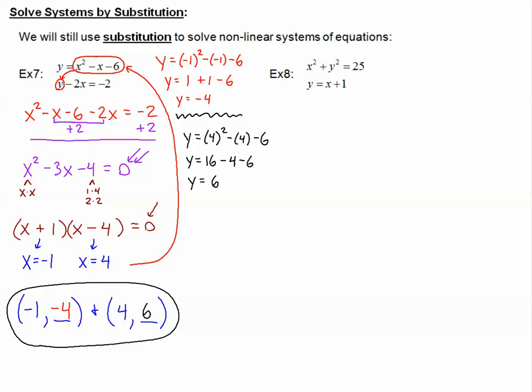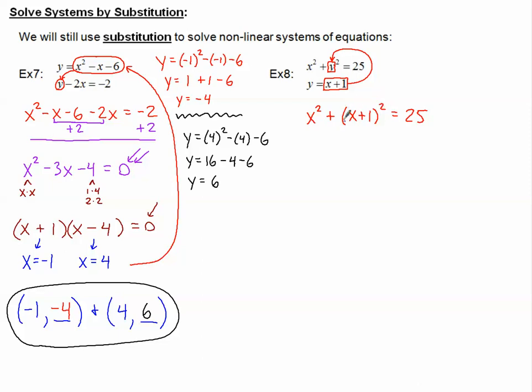Another example, example 8. x squared plus y squared equals 25. And in the bottom, I've got y equals x plus 1. Well, that's nice. Since y is solved for, I'm going to take this x plus 1 and I'm going to put it right into the other equation in place of that y. So I'm going to have x squared plus the y is going to change to x plus 1. So that x plus 1 is going to be squared. Instead of y squared, it's x plus 1 squared equals 25.